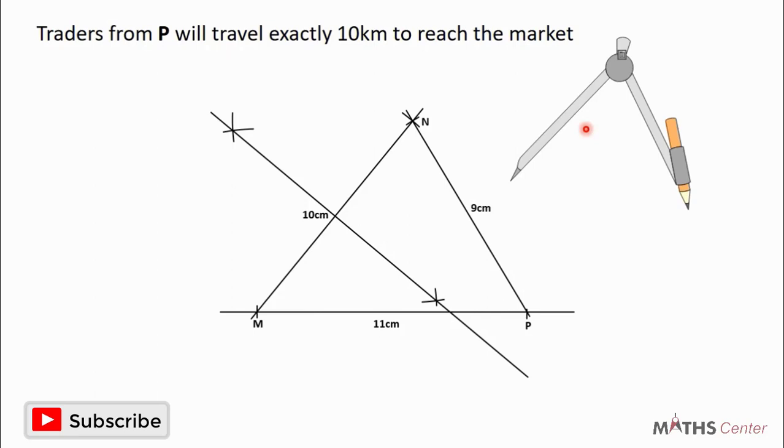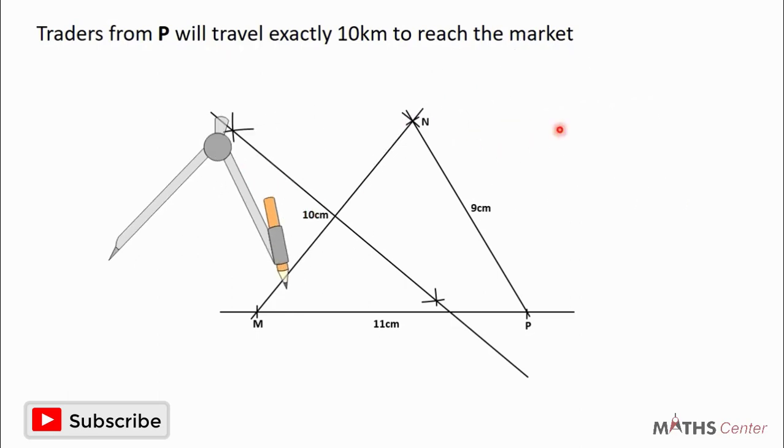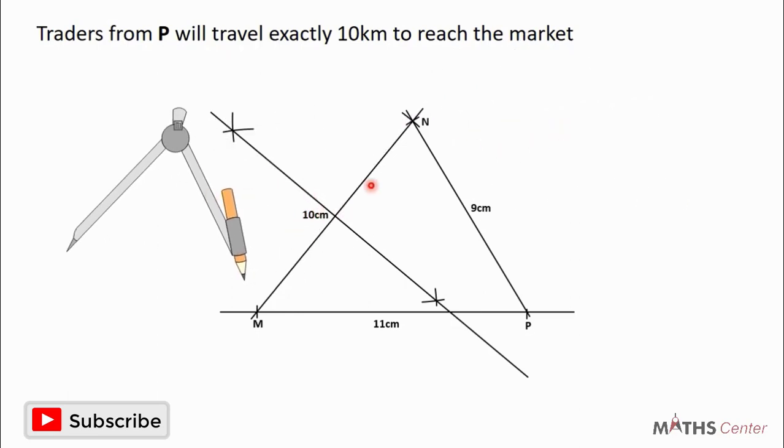We have learned from the previous videos that the locus of points equidistant from a fixed point is a circle with the fixed point as the center. So here, the locus of points 10 kilometers from point P will be a circle with point P as the center and a radius of 10 kilometers. But we know that in our construction, the dimensions we are using are in centimeters. So we will have to convert the 10 kilometers to centimeters.